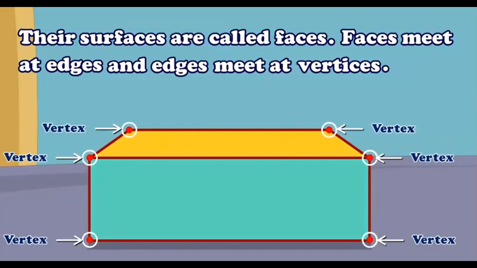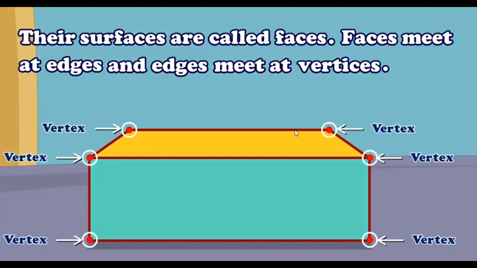So I hope you have got the idea about what faces are. The flat surfaces of 3D shapes are called faces. What are edges? Edges are the lines through which one face meets another face. This red line, these all are edges. And what is a vertex? The corner, where edges meet. Is that clear, guys? Do you know about the face, vertex and the edges?